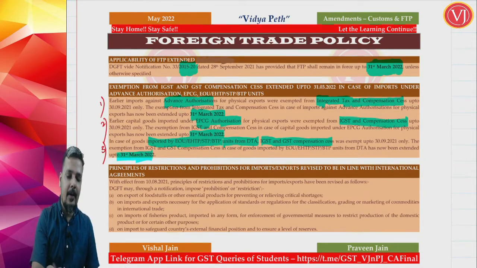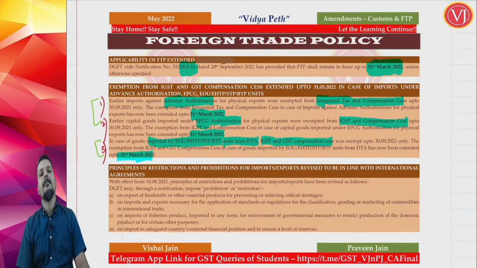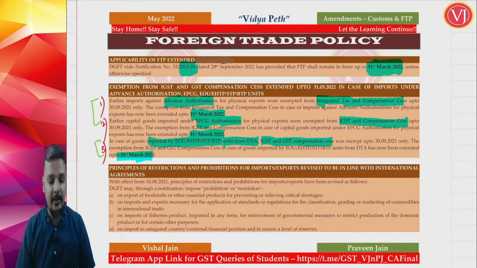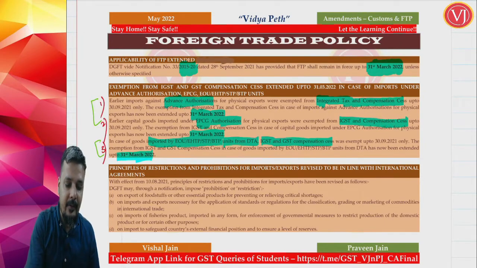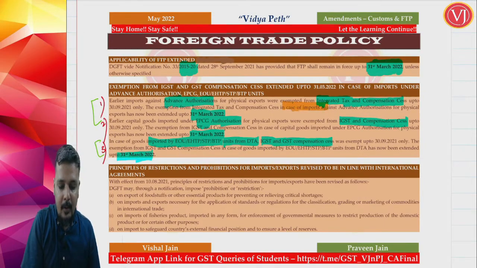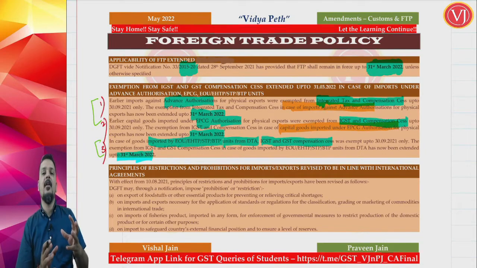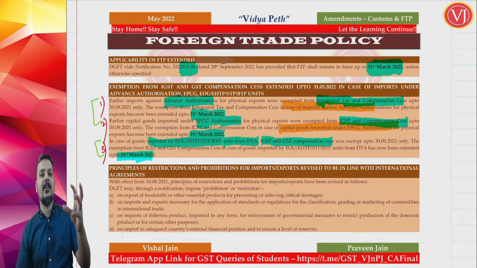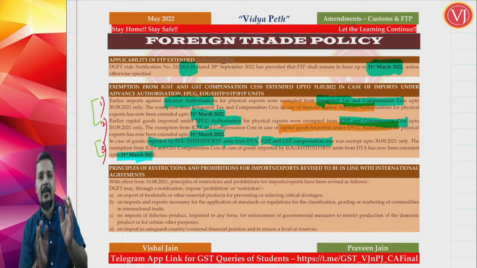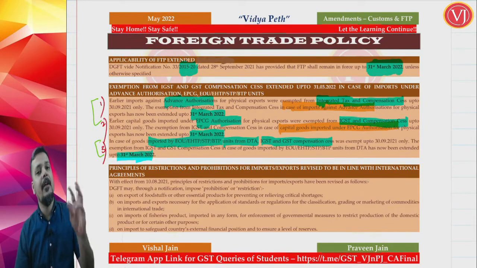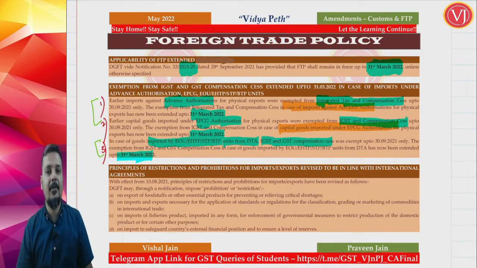So when you are revising them, the first 2 points are separate and the third point is separate. Right, exemption on IGST and compensation cess in case of advance authorization and EPCG when the goods are imported. Here, the first 2 points focus on when the goods are imported against advance authorization or when the capital goods are imported against EPCG. In that scenario, that exemption with respect to the IGST portion and compensation cess portion of import duty is extended till 31st of March 2022.